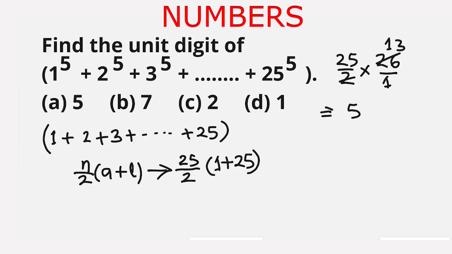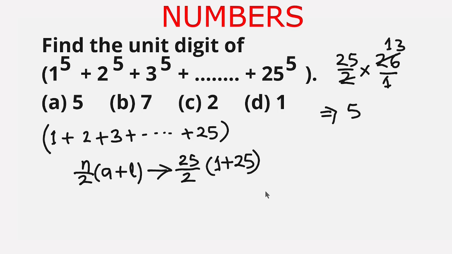The ones place digit will be 5. Otherwise also, 25 multiplied by 13 is 325, which gives the ones place digit as 5. This was a very easy question, but it looks like a difficult one.